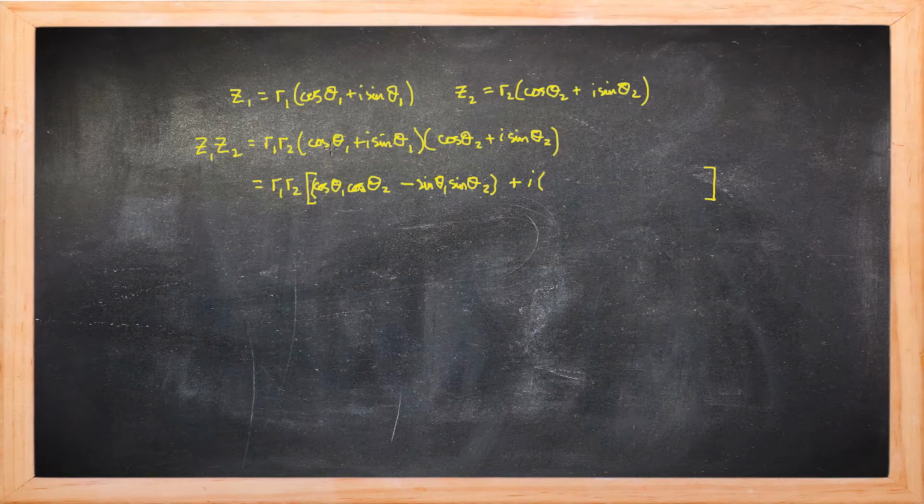and the imaginary part will come from these outside two and these inside two. And I'll start with the inside two, i times sine θ1 cos θ2. And the outside two will give us cos θ1 and sine θ2.